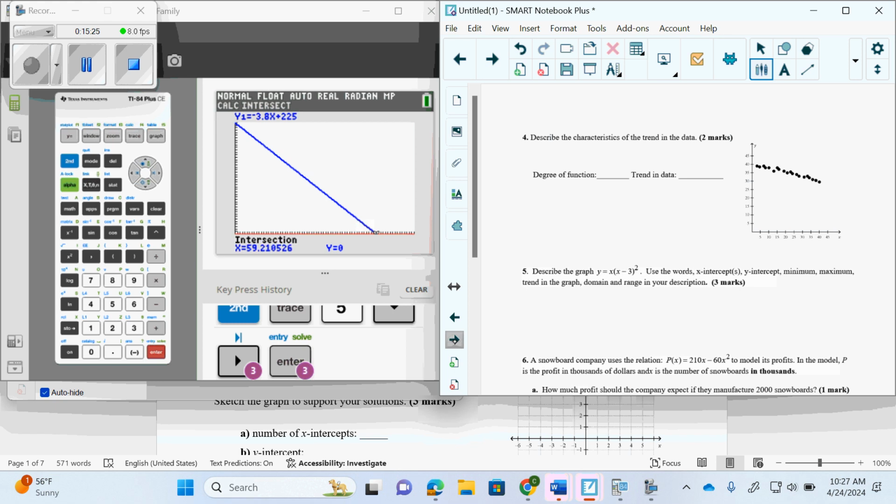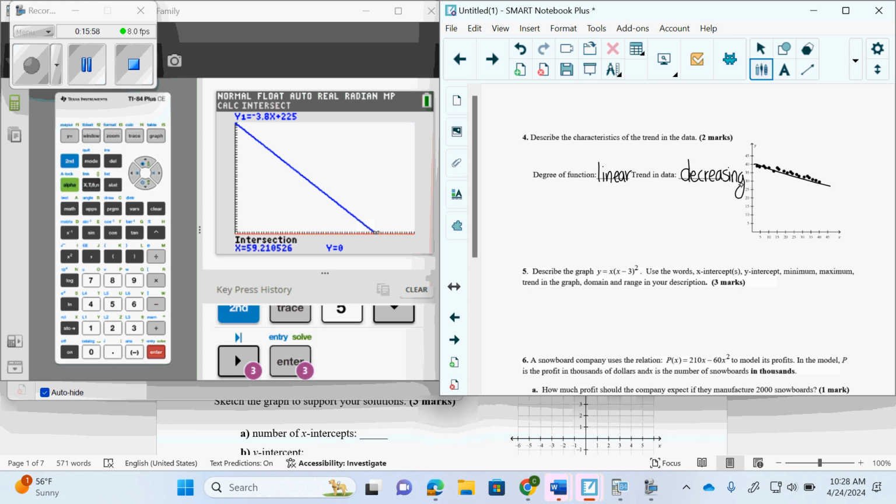Describe the characteristics of the trend. What kind of degree of function do you think this is? I think it's degree 1. I think it's linear, right? Trend as a function, trend in the data, it's decreasing. Sure. Decreasing is a little better. You could say, as your x's increase, your y's decrease. As your x's increase, your y's get lower, but not negative technically, because your y's are actually positive. Yeah. Okay.